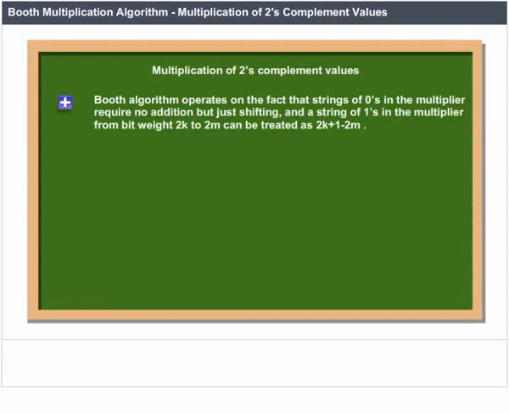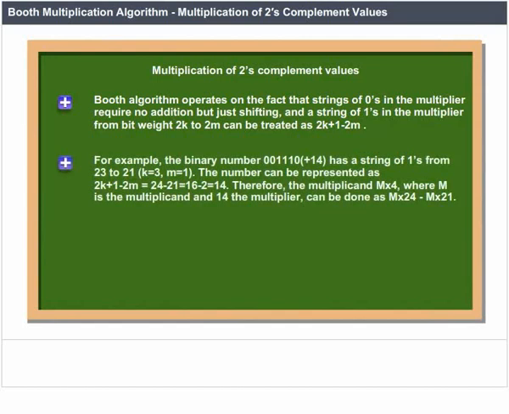Booth multiplication algorithm. Multiplication of 2's complement values. The Booth algorithm operates on the fact that strings of zeros in the multiplier require no addition but just shifting, and a string of ones in the multiplier from bit weight 2^k to 2^m can be treated as 2^(k+1) minus 2^m. For example, the binary number 001110, plus 14, has a string of ones from 2^3 to 2^1. K equals 3, m equals 1.